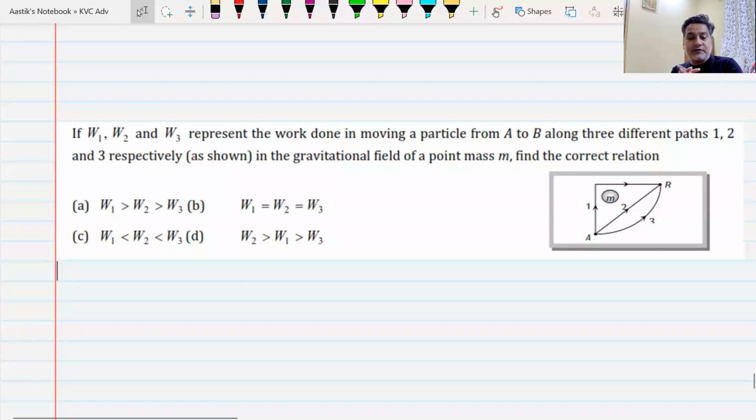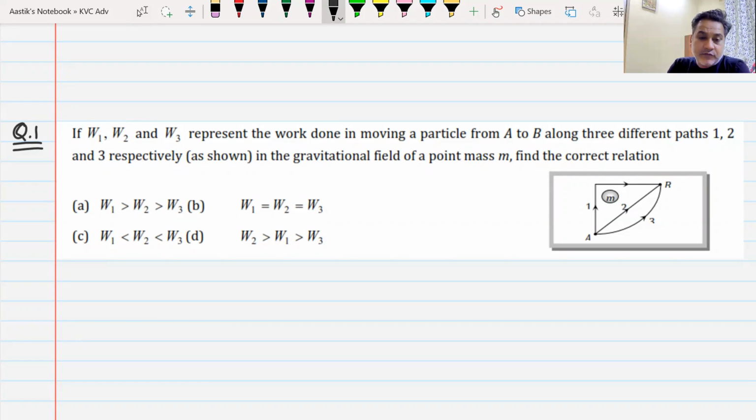Question number 1. You don't have to write the question, just look at it and try to answer it. If W1, W2, and W3 represent the work done in moving a particle from A to B along 3 different paths in the gravitational field of a point mass m, what would be the correct relation?